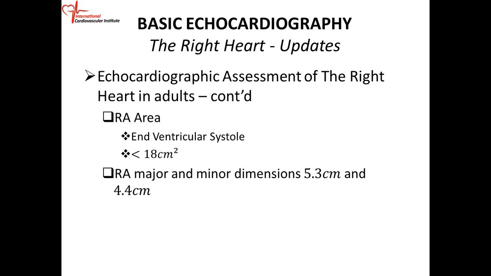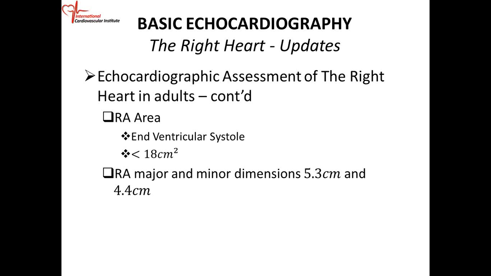Normal right atrial area is less than 18 centimeters squared, and this is done in end systole, just like the left atrium. So the right atrial area should be less than 18 centimeters squared. The left atrium, however, we use a volume index. If you evaluate the left atrium, it should be a volume, and we use a volume index. And remember, when we index something, we divide it by the body surface area.